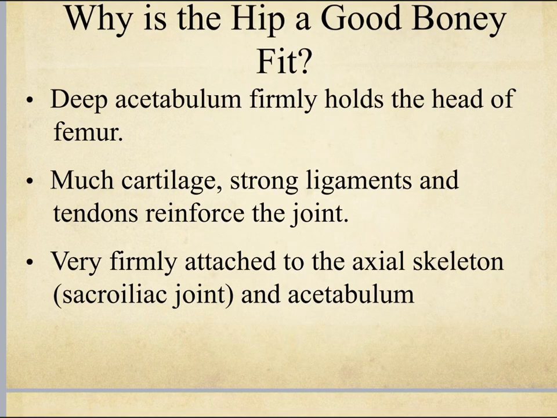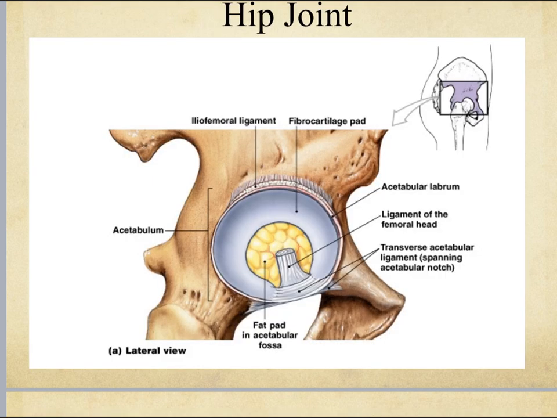Now the hip. The hip's a good bony fit. We kind of talked about it when we compared it to the shoulder, but that deep acetabulum firmly holds the head of the femur in place. Large cartilage, a lot of it, strong big ligaments, and large tendons are going to help reinforce and stabilize this joint. So it's very, very firmly attached to the axial skeleton via our sacroiliac joint, and then those at the acetabulum. Now, think of it like this. Let's look at our next slide. We look at these large fat pads, this large deep acetabulum, that deep ball and socket. It really is going to anchor and hold that in.